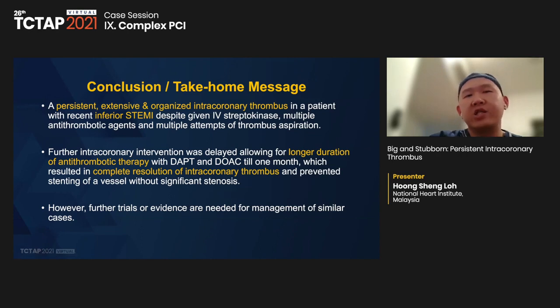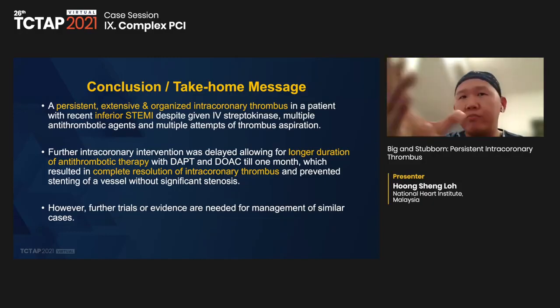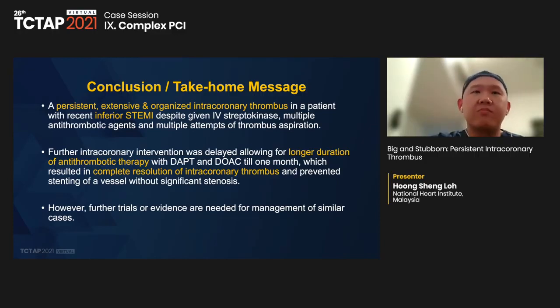Therefore, this case describes that sometimes by doing less, we are able to achieve more. This is in contrast to the previous cases presented by other participants, which involved a lot of highly technical procedures. However, in this case, we only prolonged the medical therapy, avoided any complicated or complex procedures, and hence we are still able to achieve a good result. But we still need further trials or evidence before we recommend this for all similar cases. Thank you for your attention.